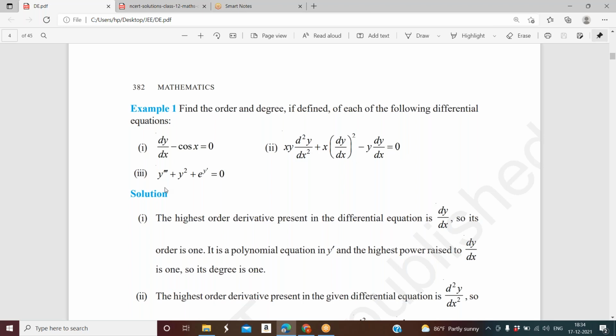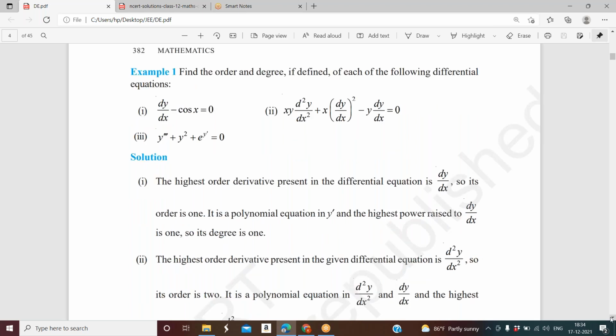The third one is y triple dash plus y square plus e power y dash equal to 0. The highest order derivative present in the differential equation is dy by dx. First, we have to write the order and then degree, right? So order means we should see the highest order derivative. Here we have only one derivative, it is dy by dx. We are differentiating y with respect to x only 1 time. So order is 1. What about the degree? We have only one derivative and its power is 1. So order is 1, degree is 1.